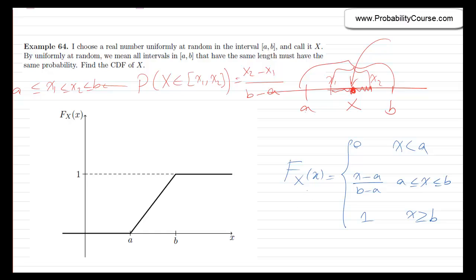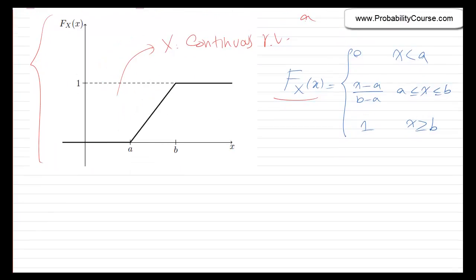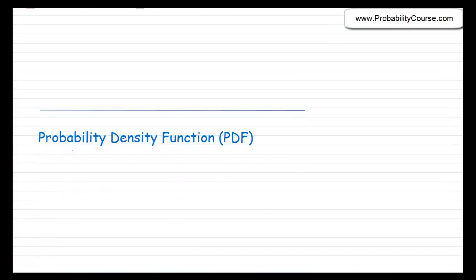And we found the CDF for this random variable. I have shown it here. It's 0 for values less than a. It increases linearly to 1 and then it stays at 1 after x equals b. So we said that this is a continuous function, and that's why we said that this random variable X is a continuous random variable. So there is no jump in the CDF. Now, in this video, we want to talk about the probability density function for continuous random variables.